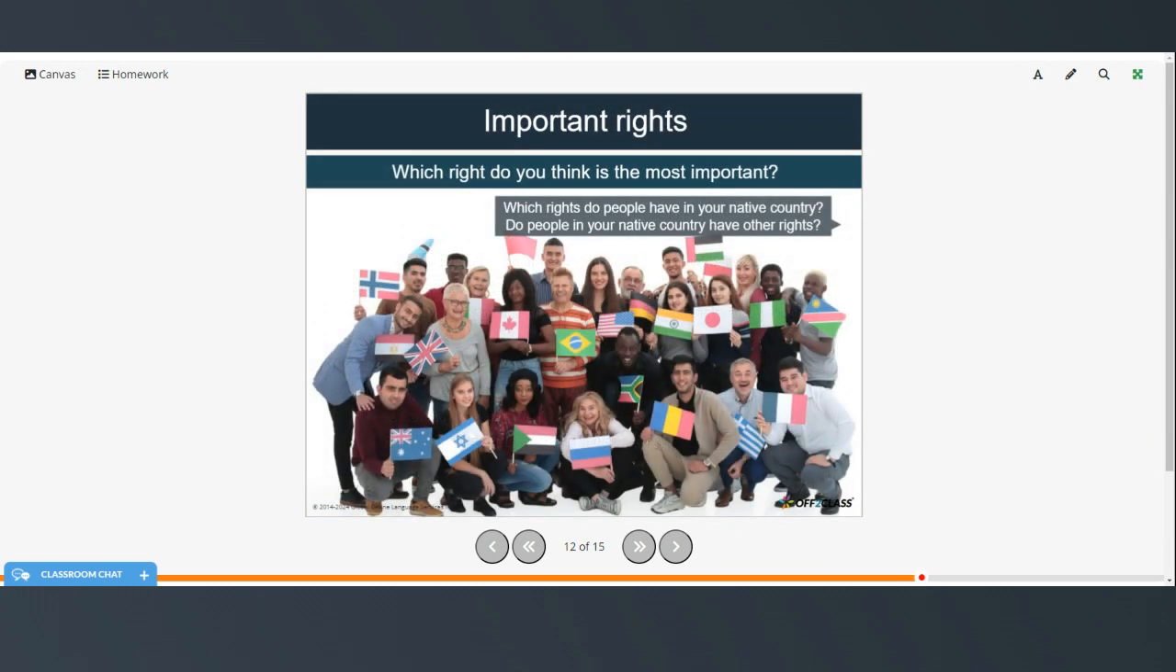So when you think about those rights, which right do you think is the most important? Which rights do people have in your native country? And do people in your native country have other rights that weren't mentioned in this? So you can think about that and leave those in the comments if you would like to.